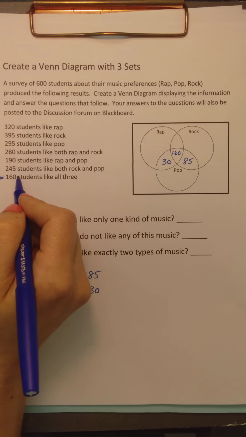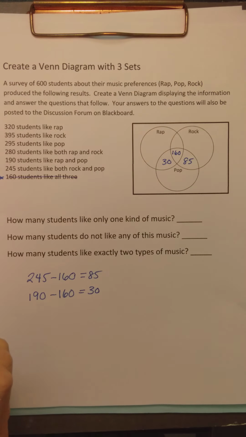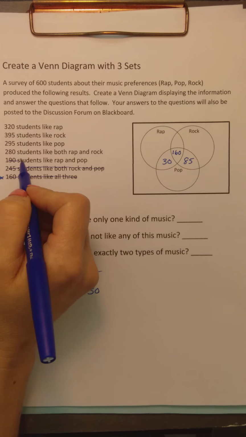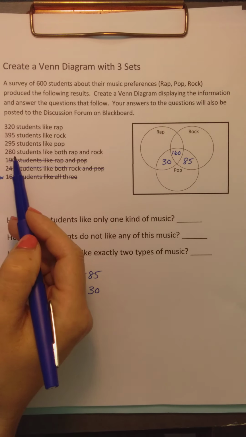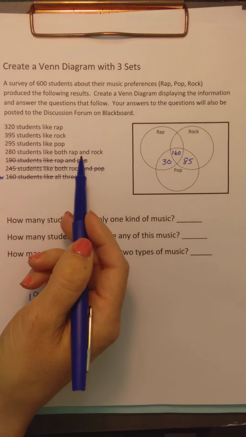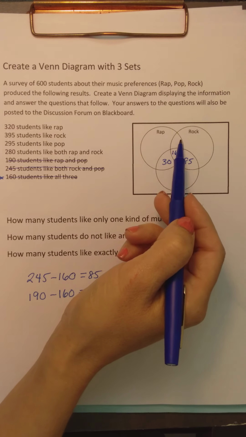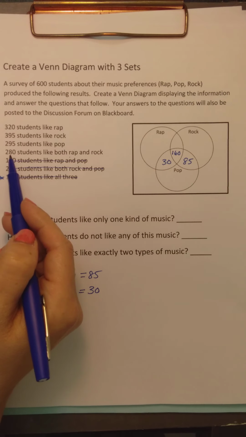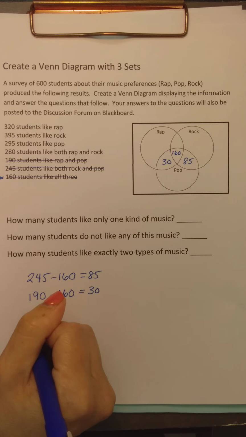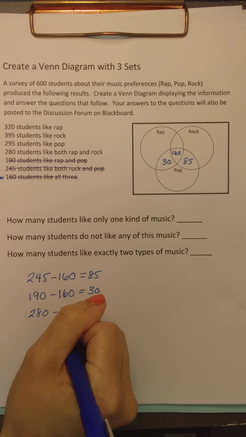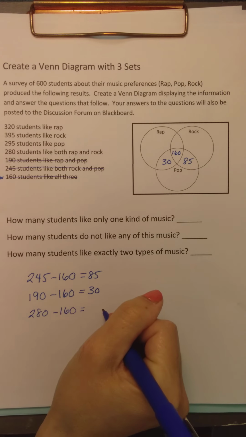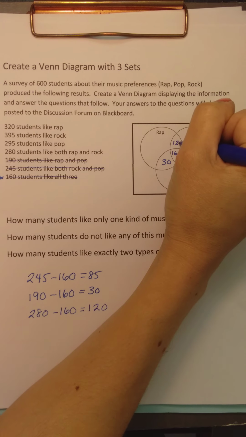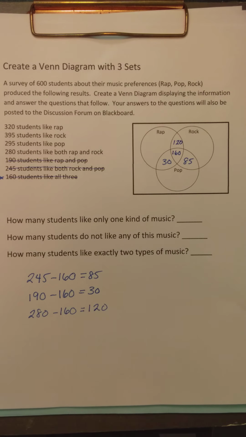Sometimes I like to cross off the information that I've used, especially when I have a lot. So I used the all three. I did rock and pop, so I'll cross that off. I just did rap and pop, so I'll cross that off. And now I have 280 students like both rap and rock. So that's this section here. So a total of both of these sections should be 280. So I can find that missing section by subtracting 280 minus 160, and that gives me 120. So 120 students checked off only the rap and the rock category.